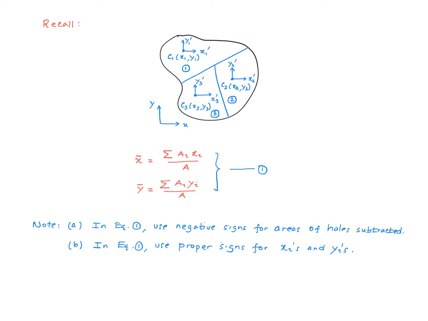There are two aspects in which we want to be careful. First, if we have a hole in the shape, we subtract the hole, and we want to use a negative sign for the area of that section in these equations. Second, we want to use the proper sign for xi's and yi's. In other words, if a centroid lies on the negative side of the x-axis, we want to use a negative value for the x-coordinate of that.